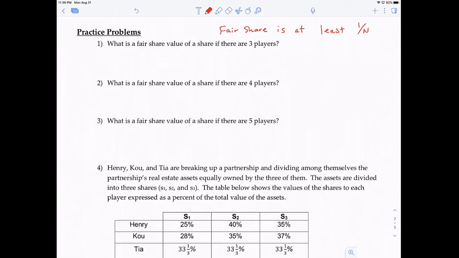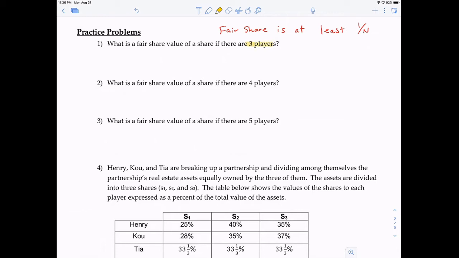So let's take a look at some problems to practice what we've learned. So I encourage you to press the pause button to work out these problems yourselves. So let's go ahead and jump right into it. So the first question says, what is a fair share value of a share if there are three players?